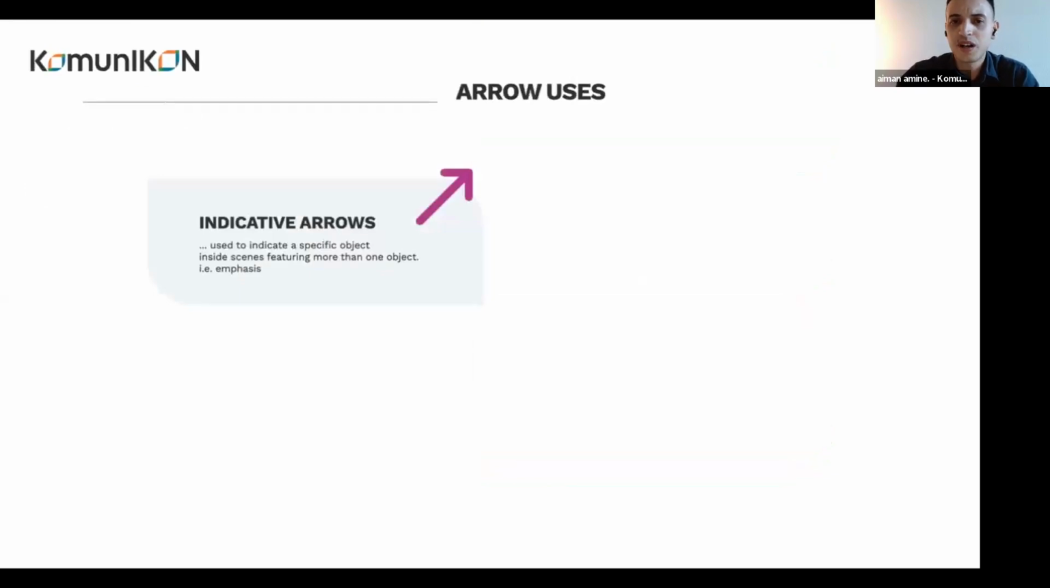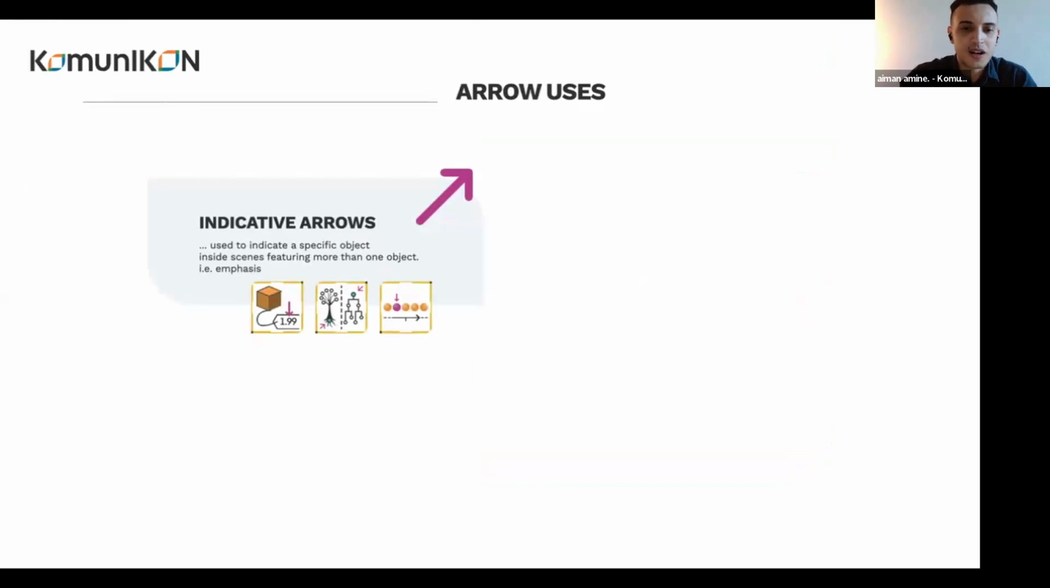Here are some arrow uses. We have the first type, which is indicative arrows. They are used to indicate a specific object inside the scene, featuring one or more than one, sorry.